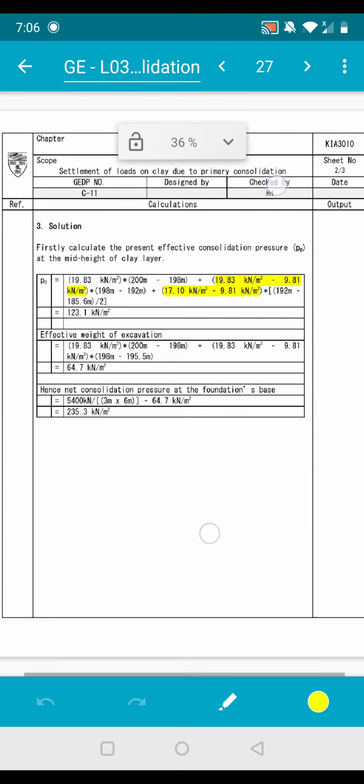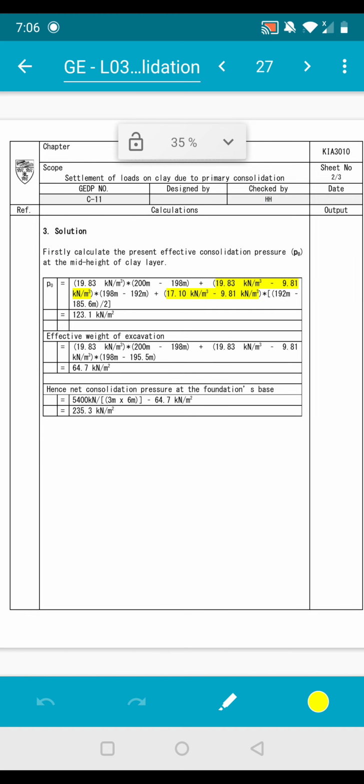Now the solution. Firstly, calculate the present effective consolidated pressure at the mid-height of the clay layer. So again, you have to take note, if there's a water table, you just have to minus the unit weight of water. This is basically repeating the previous problem.